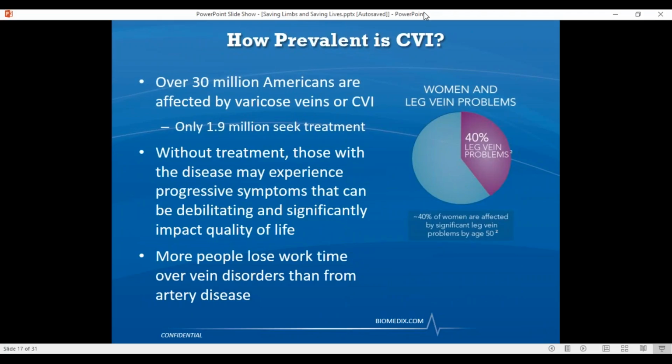Over 30 million Americans are affected by chronic venous insufficiency, and out of those 30 million, only 1.9 will seek treatment. 40% of women will be affected by vein problems by the time they are 50. Without treatment, those with CVI may experience progressive symptoms that can be debilitating and significantly impact quality of life. In fact, more people lose work over vein disorders than from artery disease.